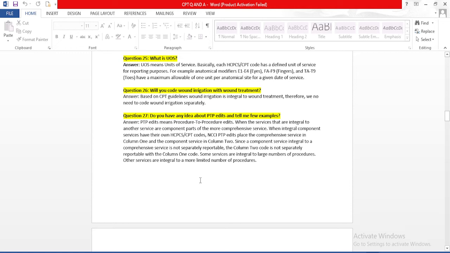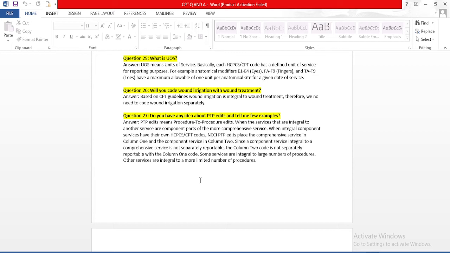What is UOS? UOS means units of service. Basically, each CPT code has a defined unit of service for reporting purposes. For example, anatomical modifiers E1 to E4, FA to F9, and TA to T9 have a maximum allowable of 1 unit per anatomical site for a given date of service.